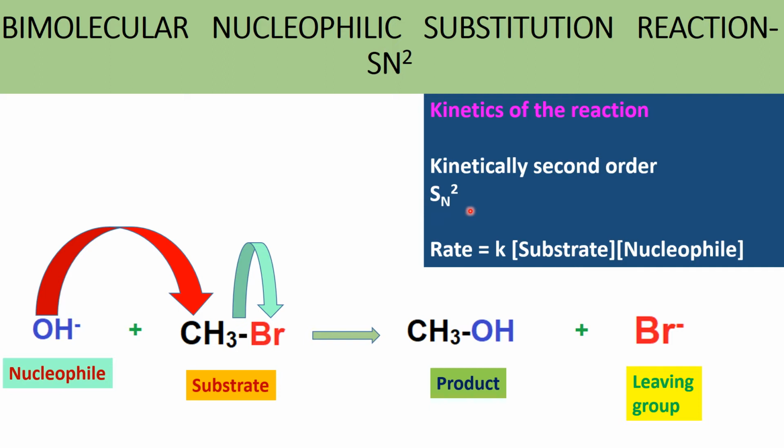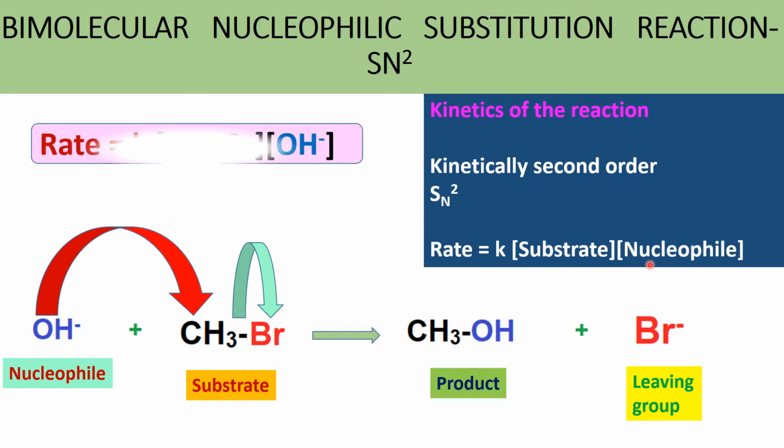The SN2 means substitution nucleophilic second order reaction. So the rate is equal to K into concentration of the substrate into concentration of nucleophile. So it is a second order reaction. So the rate of this particular reaction is rate equals K into concentration of methyl bromide, that is the substrate here, and the concentration of OH-, that is the nucleophile in this reaction.